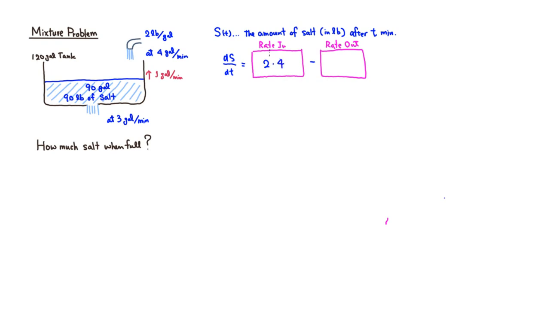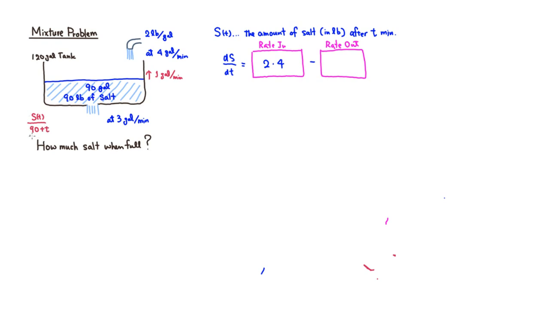All right. Rate out is going to be a little bit tricky because the amount of salt in the tank will be constantly changing. So the amount of salt at time t would be S of t. The amount of solution: you have 90 gallons to begin with, then it's increasing at the rate of 1 gallon per minute, because you're pouring in at 4 gallons per minute and draining out at 3 gallons per minute. So the difference is 1 gallon per minute. After t minutes, you're going to have 90 plus t gallons.